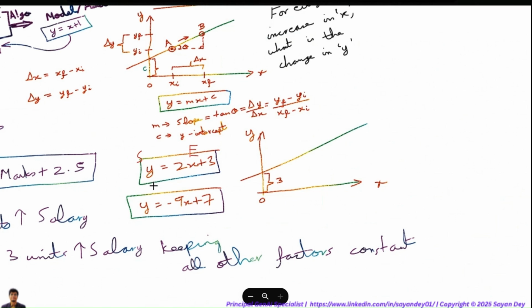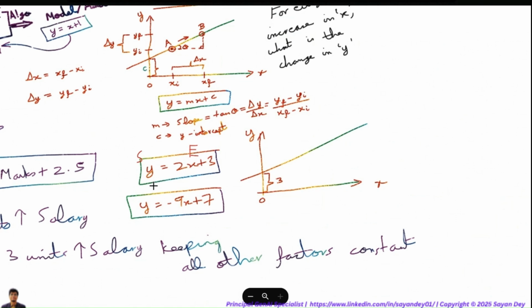And what is the meaning of this 2? What do we mean by this slope 2? Slope 2 means that for every 1 unit increase in experience, the salary goes up by 2 units. So when we look at the entire historical data of all the employees in the company over the last 5, 10 years, this is the pattern that we have discovered. When we do that best fit line, this is the general pattern that we have discovered.